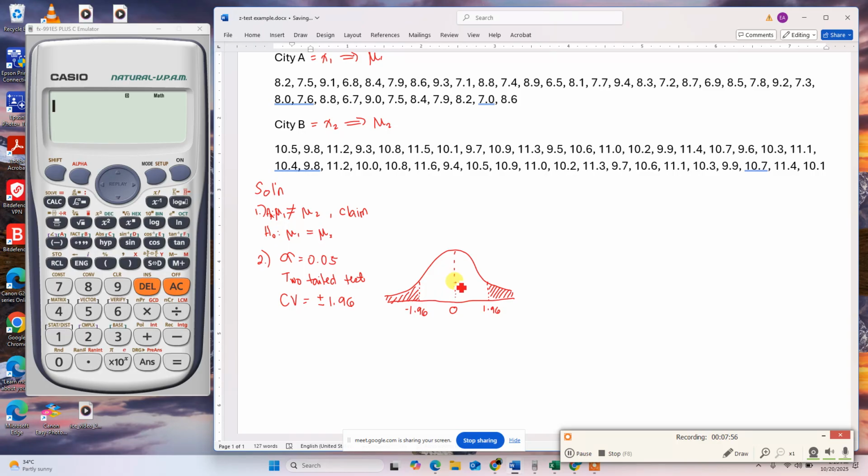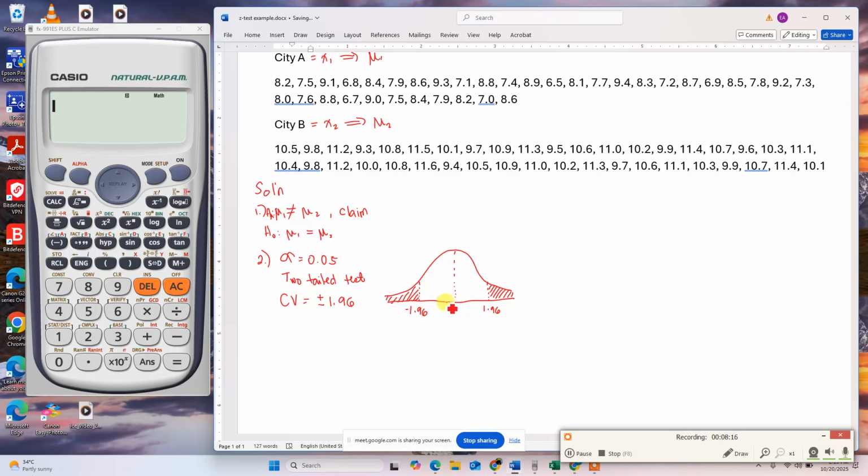By the way, if the computed test value falls within this unshaded portion, then we could say that our null hypothesis would fail to be rejected.